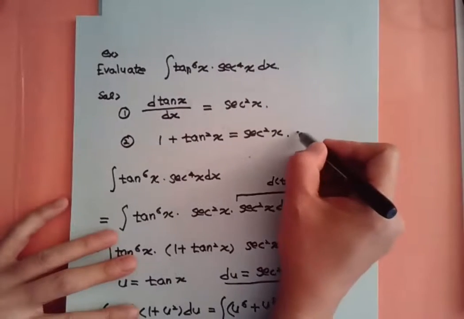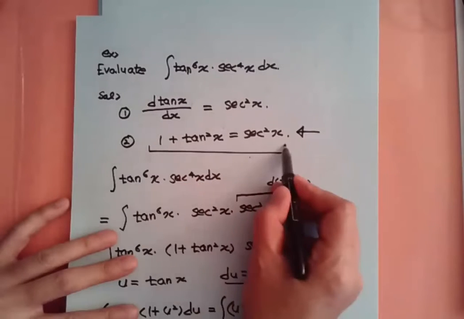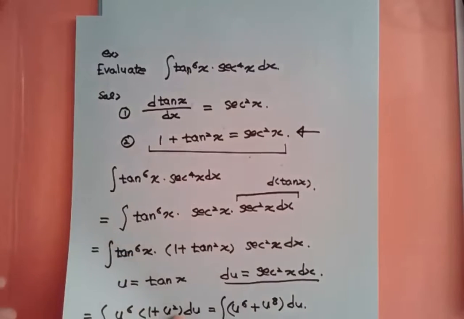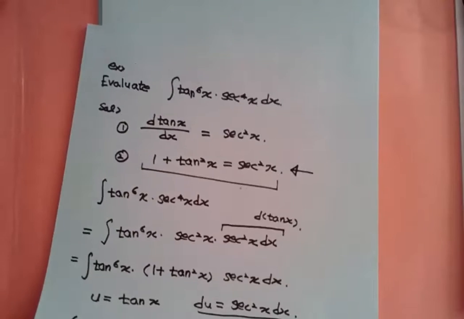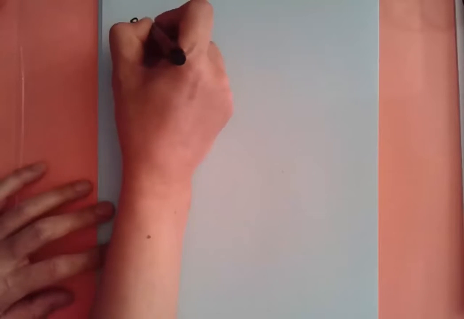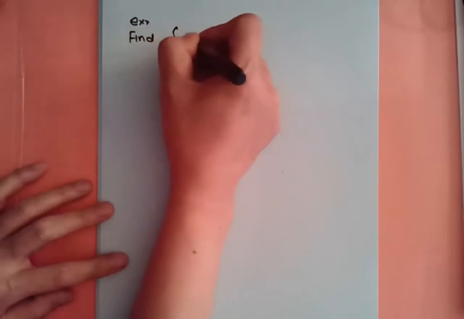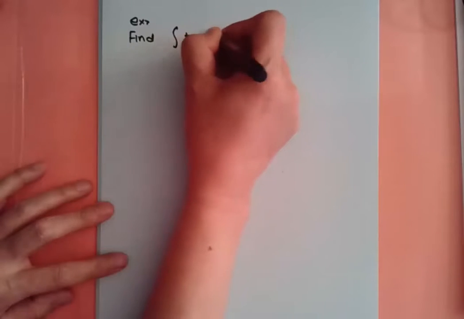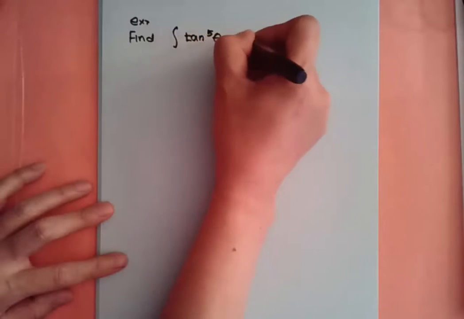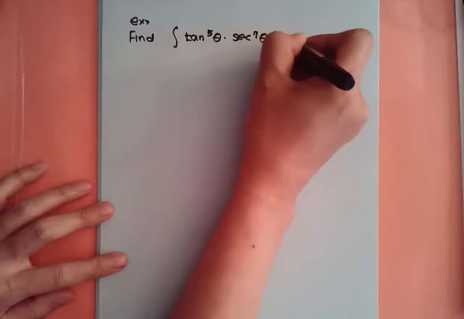There are many formulas which came from the previous course. This is a trigonometric identity, the Pythagorean identity, which you should remember. The next question is find the integral of tangent to the fifth power theta times secant to the seventh power theta d theta.